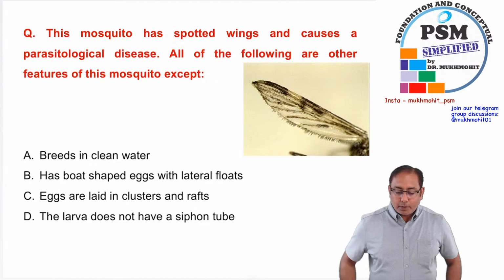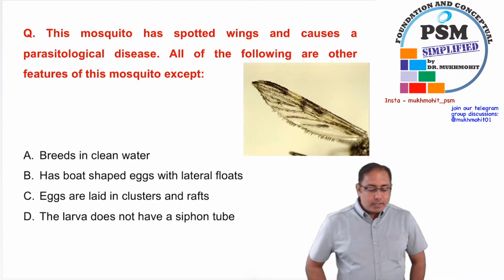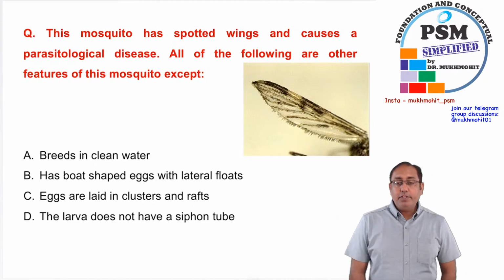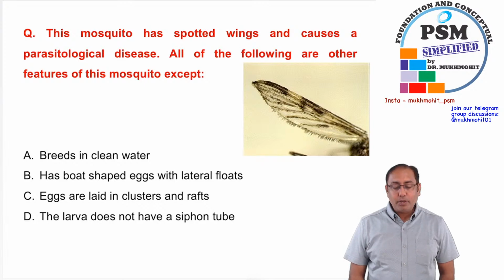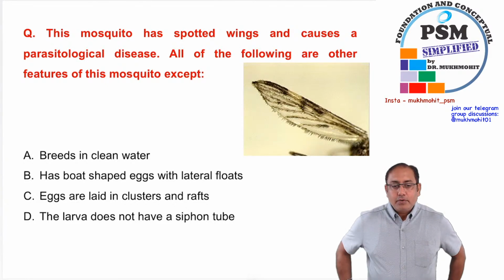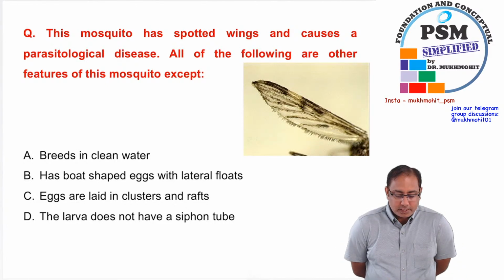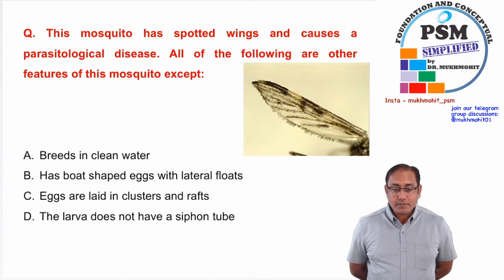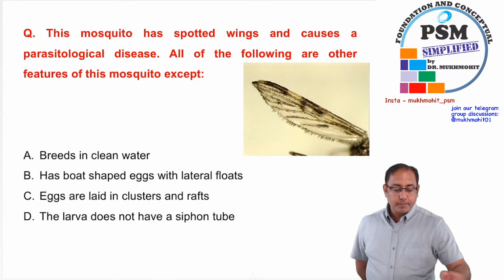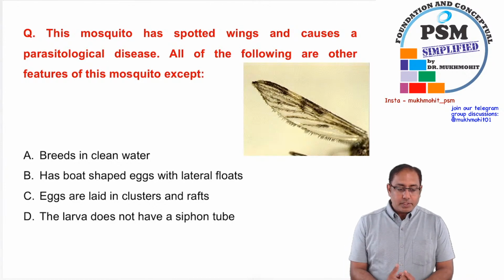This mosquito has spotted wings and causes a parasitological disease. All of the following are features of this mosquito except: breeds in clean water, boat-shaped eggs, lateral floats, eggs are laid in clusters and rafts, larva does not have a siphon tube. Which is the best answer?